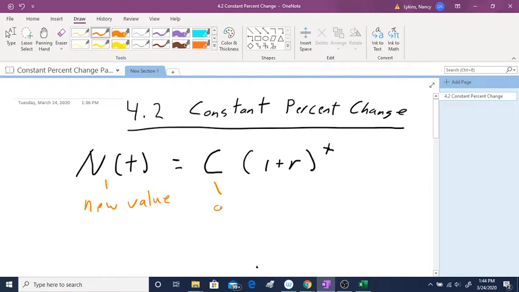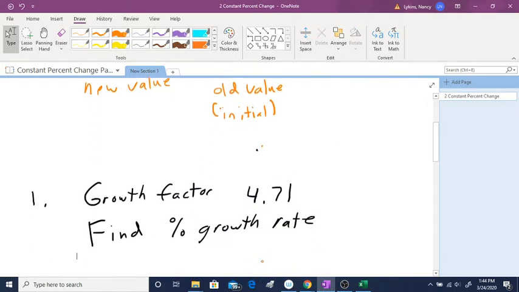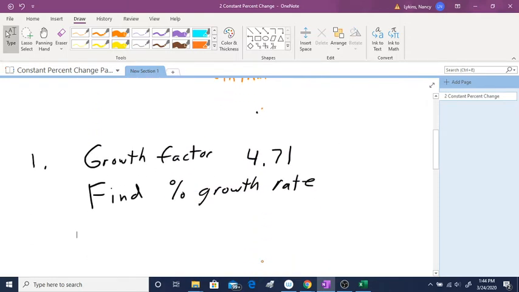C is the old value, or in other words, it's what we start with. It's our initial value. R is a rate. So rate, think of percentage. Like if you go to a bank and get 5%, 6%, with a car, you may get a 2.9%. We're thinking about percent. And then our exponent is t. This is time. Now time can be over years. It can be even monthly, over several months.